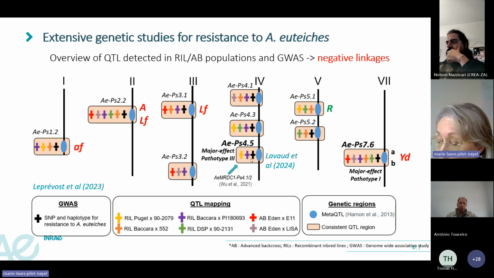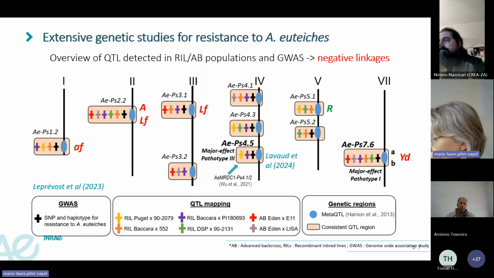Negative linkages were also observed depending on the sources of resistance alleles in different QTL regions between resistance and morphological or developmental traits, including normal leaves at AEPS 1.2, anthocyanin production and late flowering at AEPS 2.2, and late flowering and resistance at AEPS 3.1, and yield at the major effect QTL AEPS 7.6.